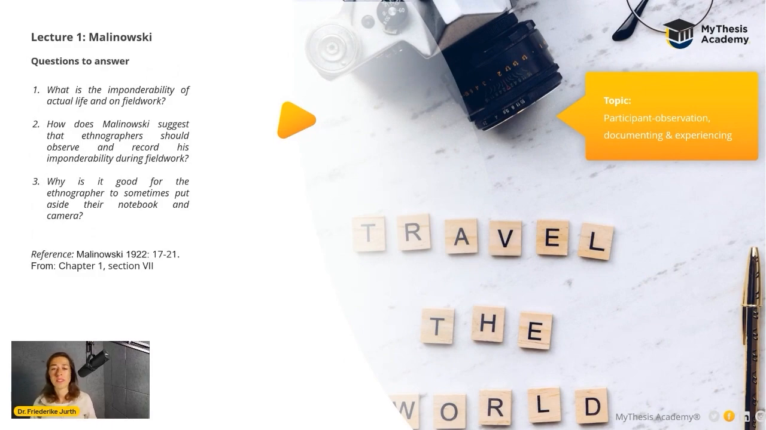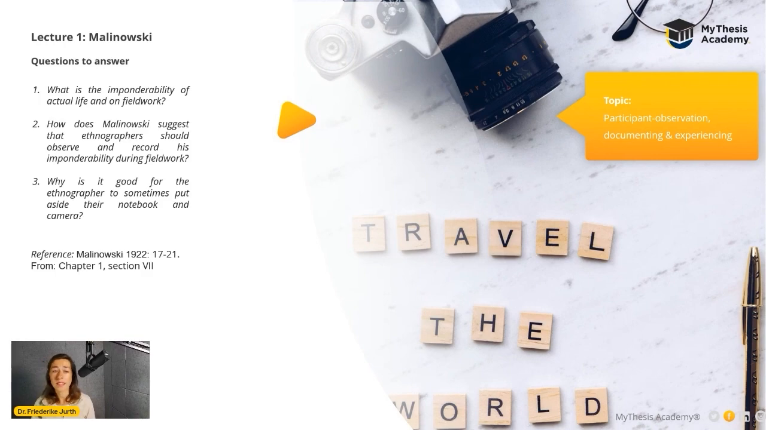And here we have the participant observation, so the central method of ethnographical work and fieldwork, with documenting and experiencing as the central topic. The questions related to this text, which is provided for you in the additional material, are 3 questions. So first, I want to know, what is the imponderability of actual life in fieldwork? How is this described by Malinowski?